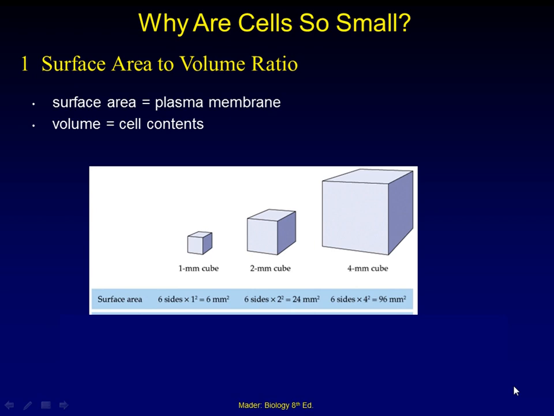So let's calculate the surface area of these three cubes. And obviously, you can tell by looking at them. They're getting bigger, right? The first one is a 1 millimeter cube. The second one is a 2 millimeter cube. And the third one is a 4 millimeter cube. And you can tell that it's getting bigger. But let's take a look at the surface area. In geometry, those of you that are good with math, how do we calculate the surface area of a cube?